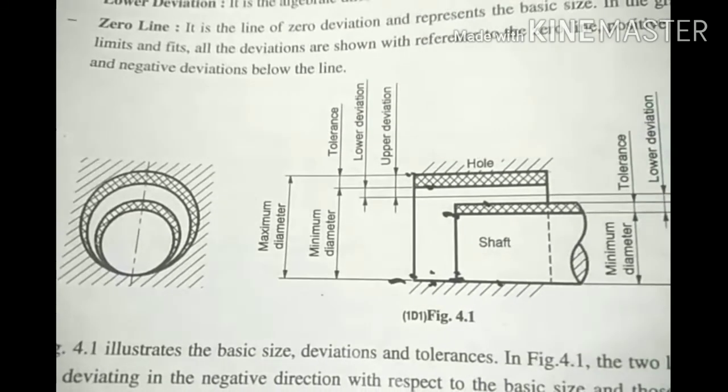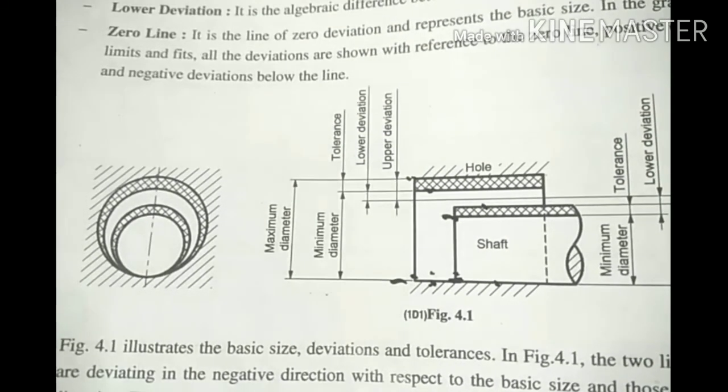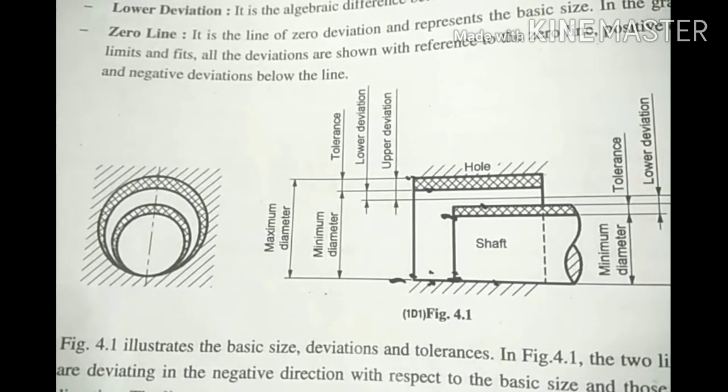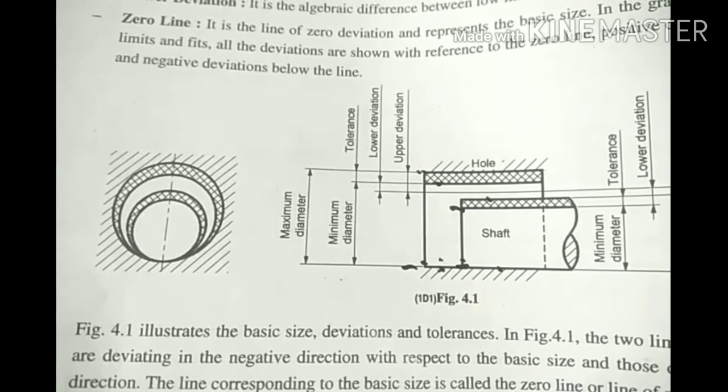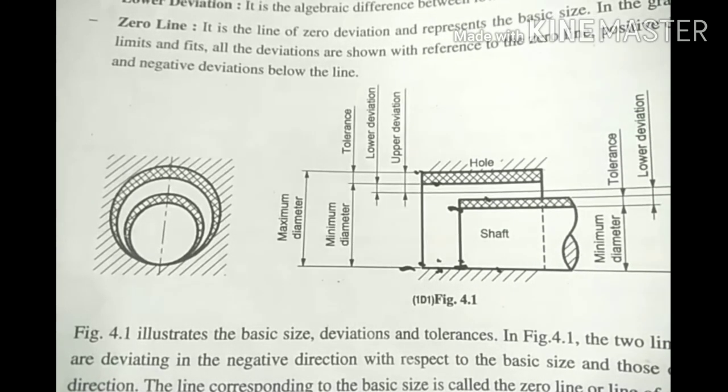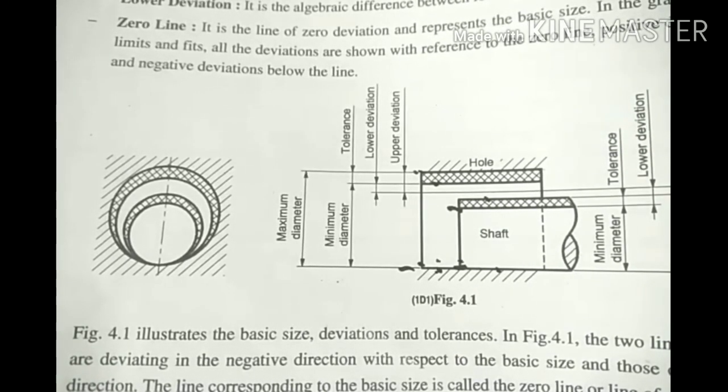Then tolerances. Previously I have told you that the permissible variations are called tolerances. Or you can say tolerance is the difference between the maximum and minimum limit of size, or it is the algebraic difference between upper and lower deviations.